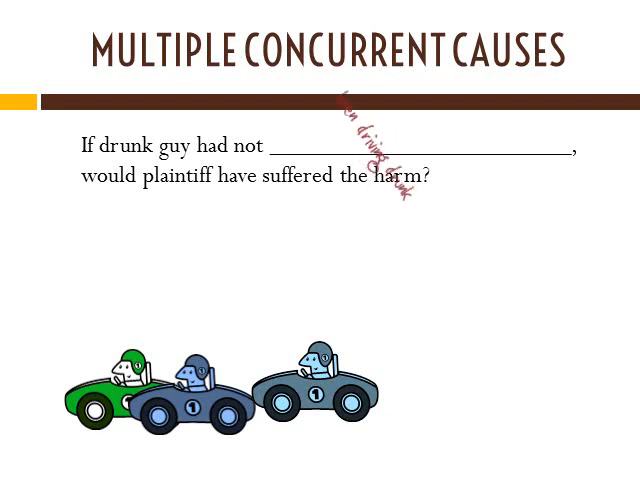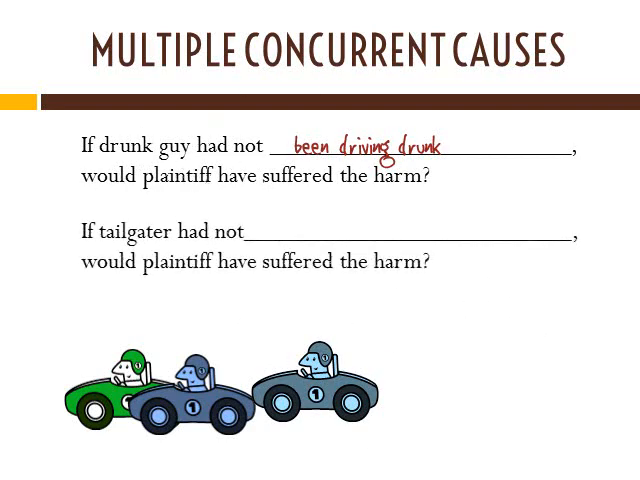So if the drunk guy had not been driving drunk, would plaintiff have suffered the harm? Well, presumably if he had been sober, then he wouldn't have slammed into the back of your car, causing your car to slam into the back of the older gentleman's car. So, cause in fact, pretty easy to establish. Does that mean you're off the hook?